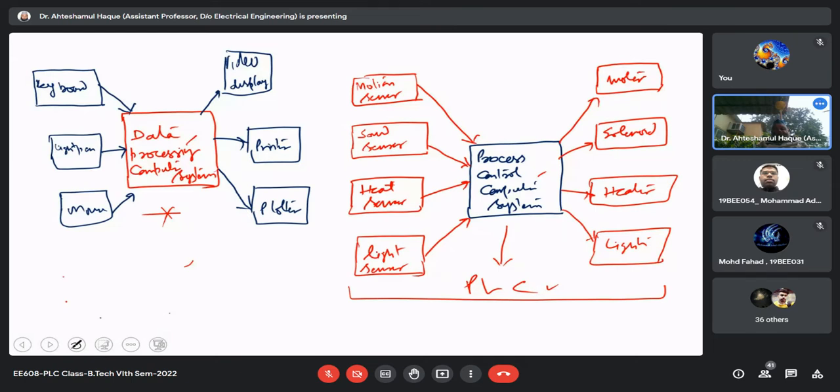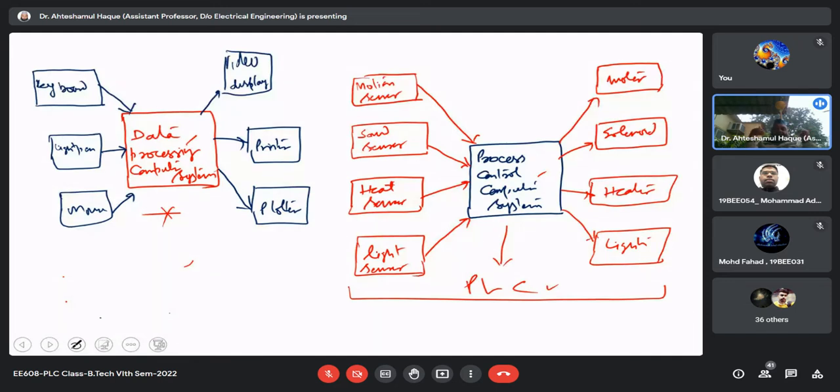there is a difference in terms of कौन से इनपुट और कौन से आउटपुट होते हैं। सो पीएलसी में आपका इनपुट होगा मोशन सेंसर, साउंड सेंसर, हीट सेंसर, लाइट सेंसर, और कुड बी एनी अदर काइंड ऑफ इनपुट। वहाँ पे कोई कीबोर्ड नहीं होगा। You'll not have any keyboard or any light pen or any mouse, कुछ नहीं होगा। It will have a real-time signal coming from your automation system, and through sensors it is getting into the process control unit, that is central processing unit.